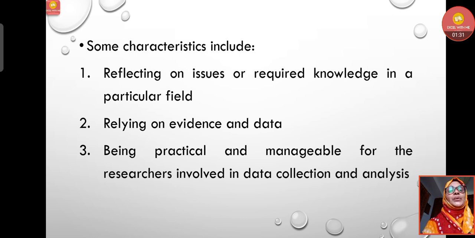What do they include? Number one, reflecting on issues or required knowledge in a particular field. Suppose you are dealing with maybe social sciences or teacher education, you have to find knowledge related to that particular field. Now, relying on evidence and data, that is very important. You have to review the research literature and then you have to rely on those evidences. Whatever evidences or findings or results you read, you have to rely on them.